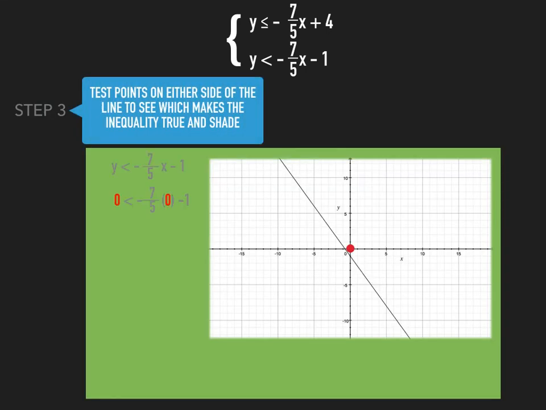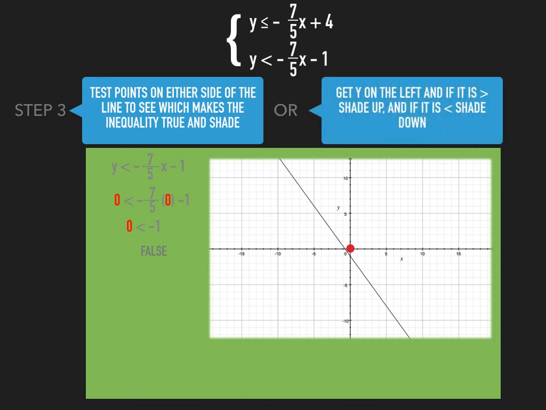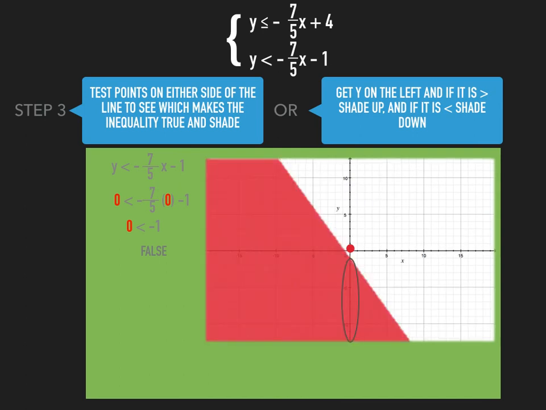So we've got the point 0, 0, and we're going to go ahead and test it. So negative 7/5 times 0 is 0 minus 1 is negative 1. 0 is less than negative 1, and that is false, so we know that point 0, 0 will not be shaded. Or we can look at the y. We want y values less than, so it's going to be that bottom half. And we get our red portion there shaded.